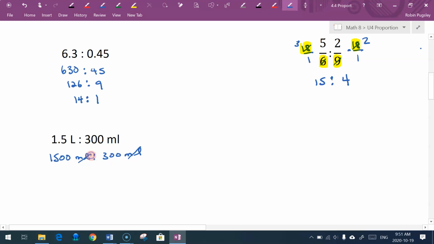no longer need to write milliliters. Now I can divide both sides by 100, and now I can divide both sides by 3, and I get a 5-to-1 ratio.